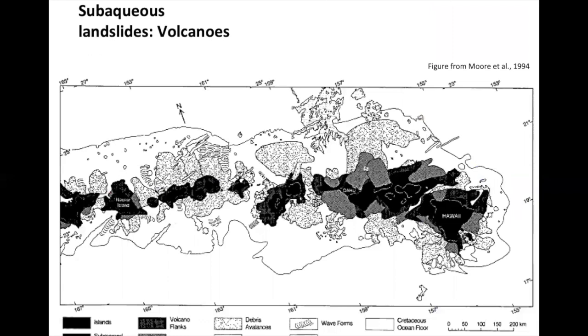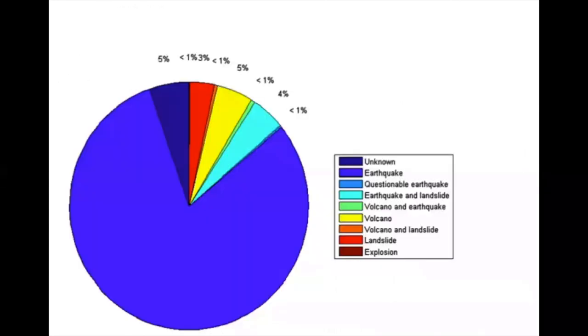This is a diagram of the Hawaiian island chain and its deposits. You can see slumps in the dark speckled gray, and also debris avalanches surrounding many of the islands. These slumps and debris avalanches, especially the slumps, have been known to cause devastating tsunamis. The study of subaqueous landslides has in large part been motivated by tsunami hazard assessment.